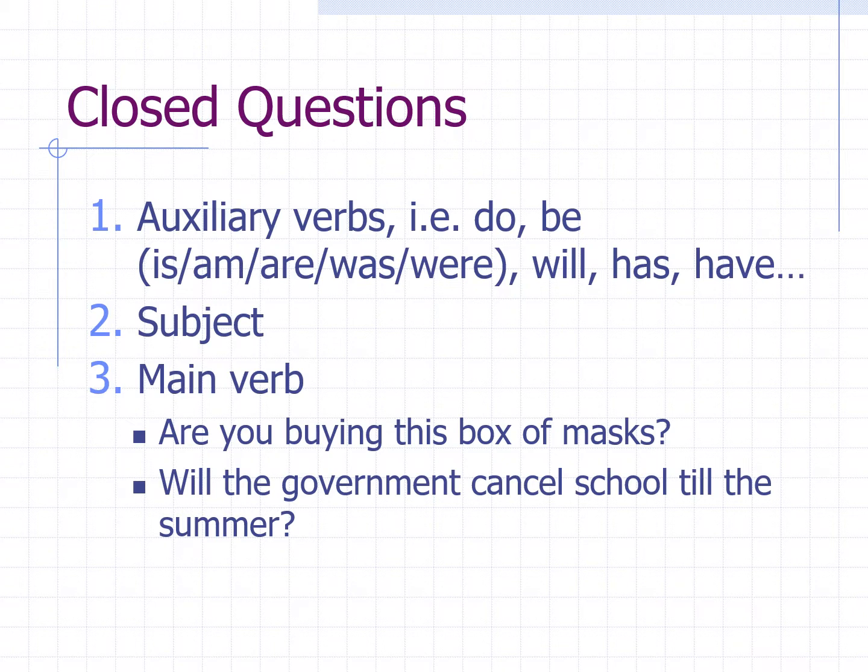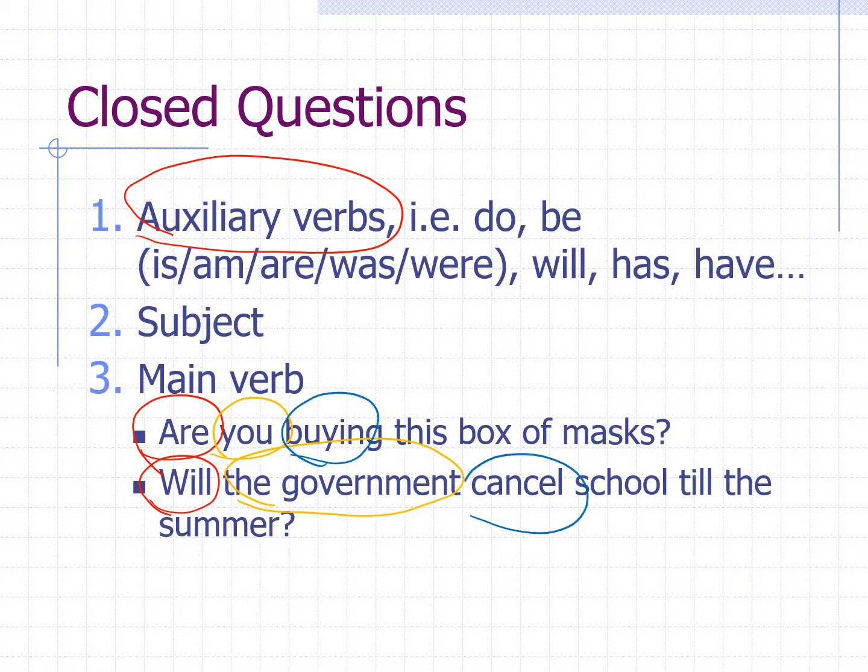Now, in these sentences, you see that at the beginning we have are and will. These are examples of auxiliary verbs. And what comes after the auxiliary verbs is you and the government. These are some examples of the subject. In a sentence, usually it is the subject that comes at the beginning. But in the question format, we have a different word order, and the subject always comes after the auxiliary verbs. And then what comes after the subject? It would be the verb. In this case, we have buying and also cancel. All right.